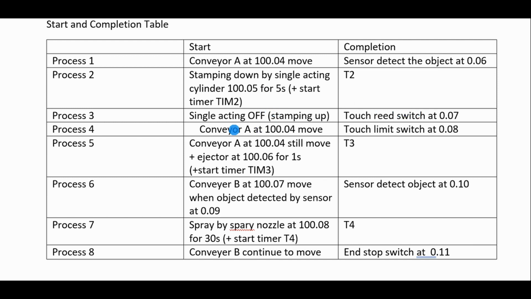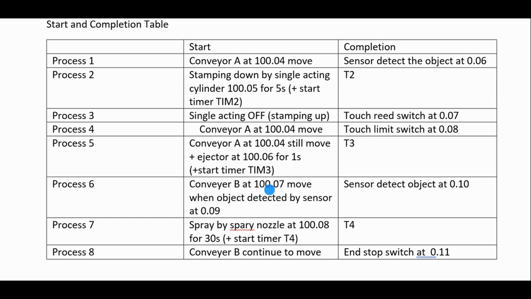Then it touches the reed switch at address 0.07. After that, conveyor A at address 100.04 continues to move until it touches the limit switch at 0.08. Conveyor A at address 100.04 still moves without stopping. The ejector at 100.06 will push the object for 1 second, to complete timer 3, onto conveyor B.